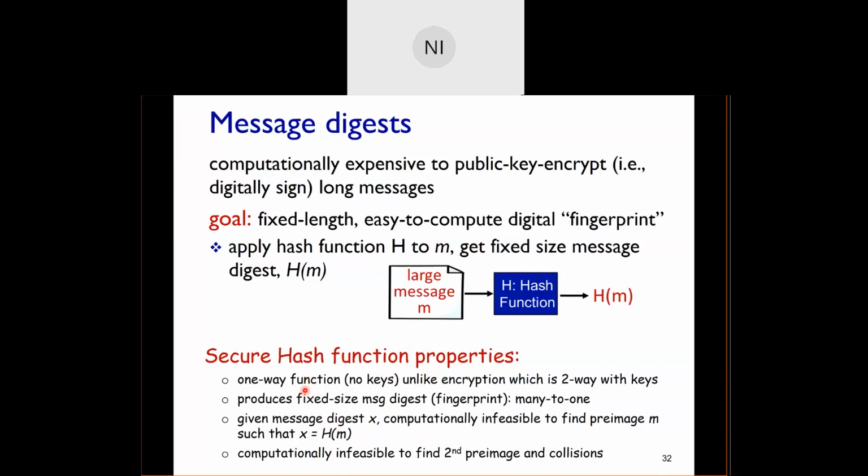There are no keys involved here. So that way these are quite remarkable compared to the encryption algorithms, which are two-way functions with the involvement of a key. That means you use a key to encrypt the message and use either the same key or a different key to decrypt the message.